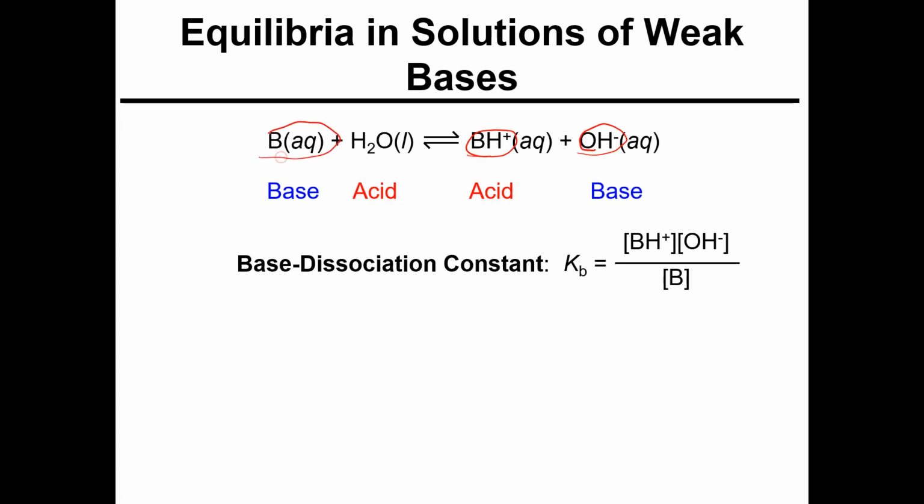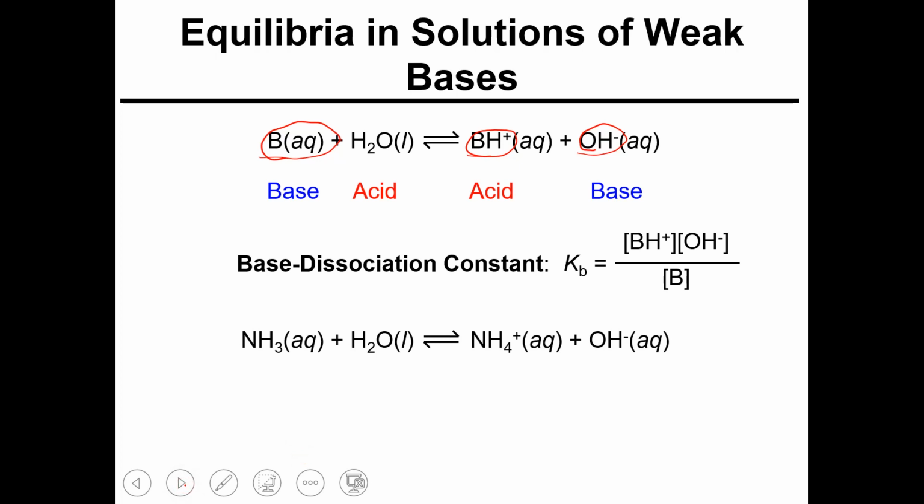So just as we can write an equilibrium constant in a solution of weak acid, we can write an equilibrium constant in a solution with a weak base. So our base dissociation constant, which is the equilibrium constant when we have a weak base, is the concentration of our conjugate acid times the hydroxide ion over the concentration of our base.